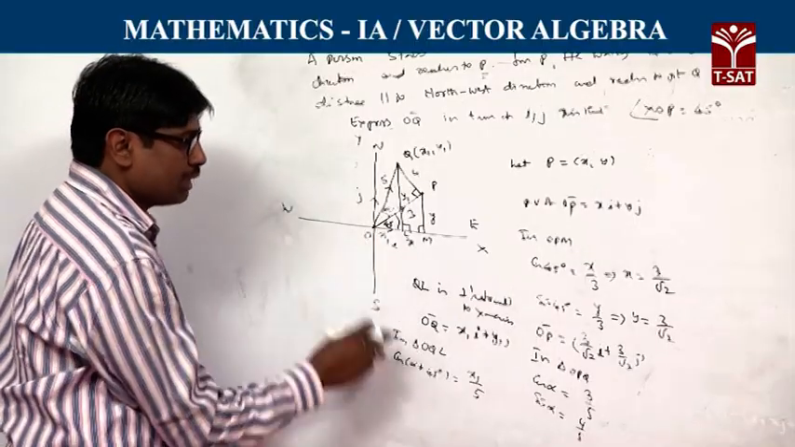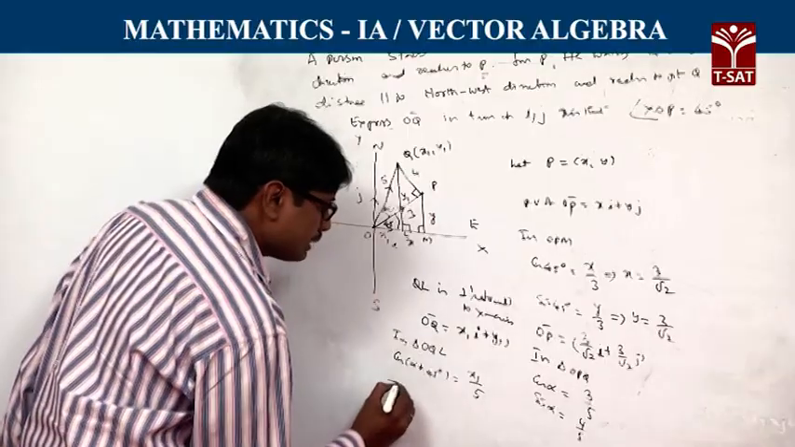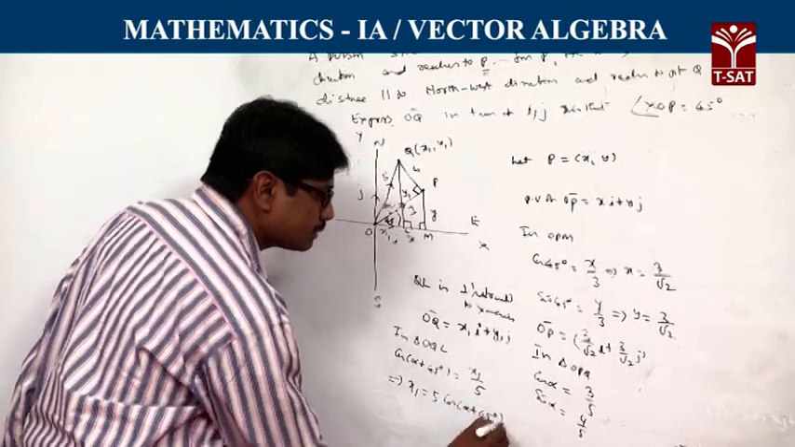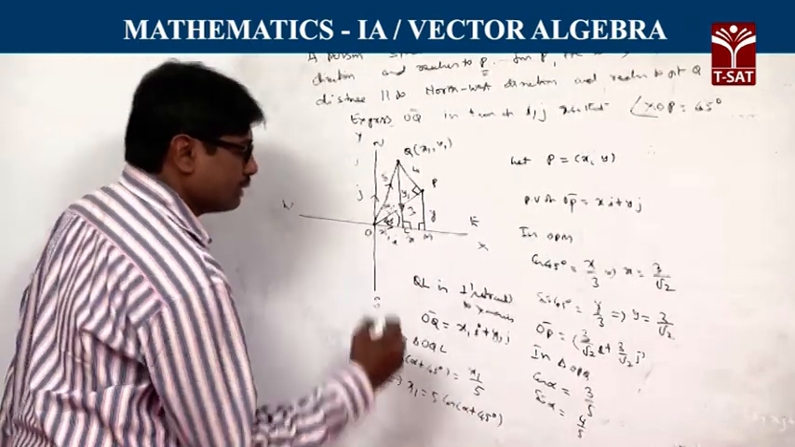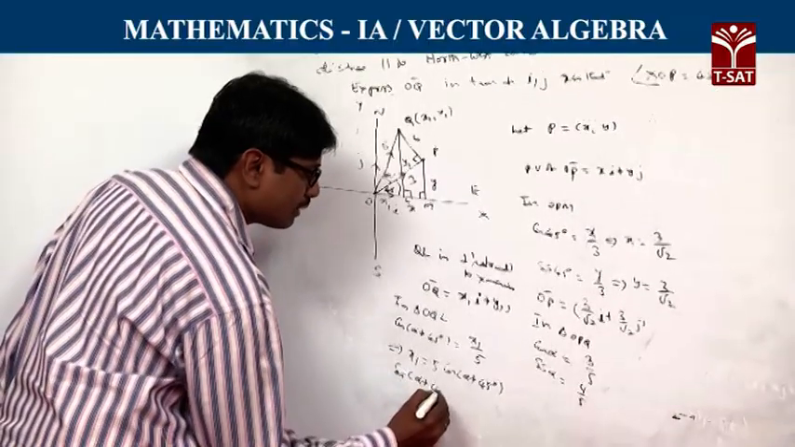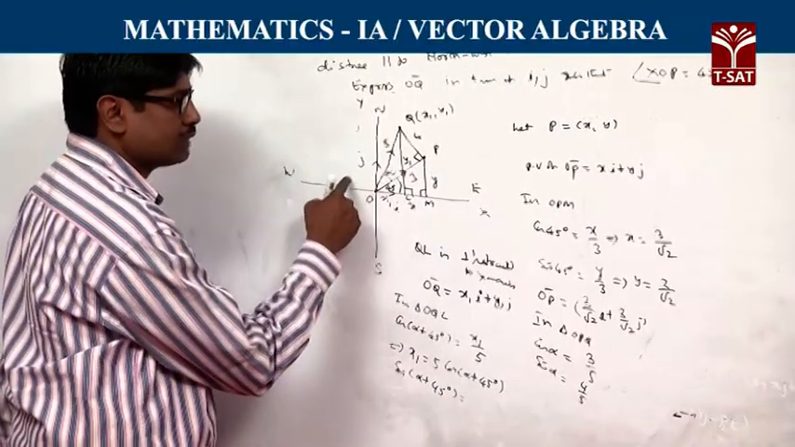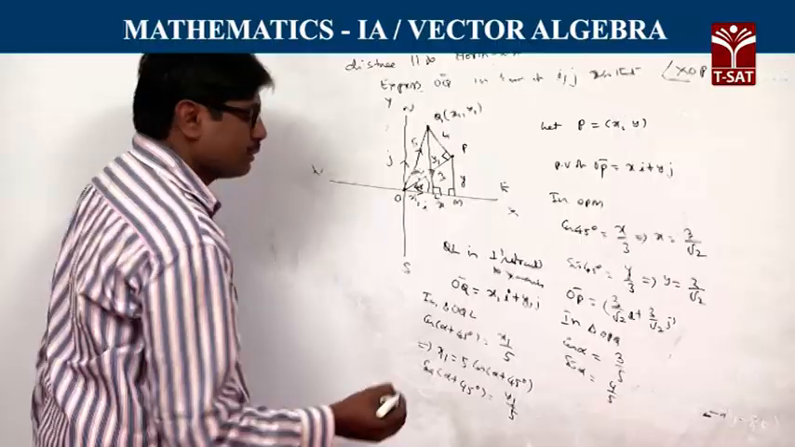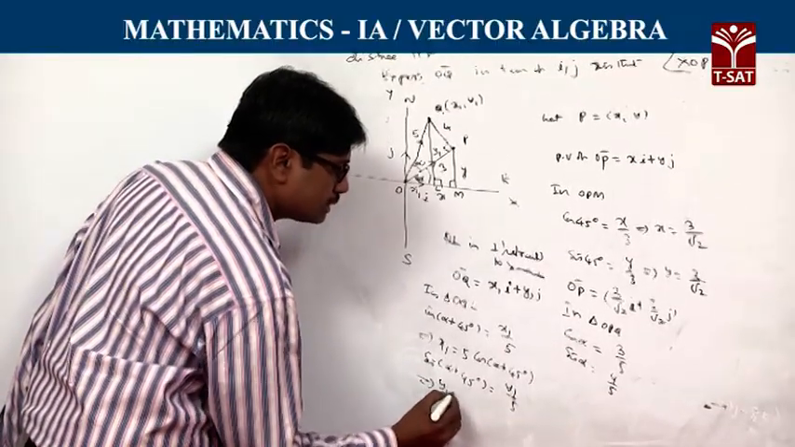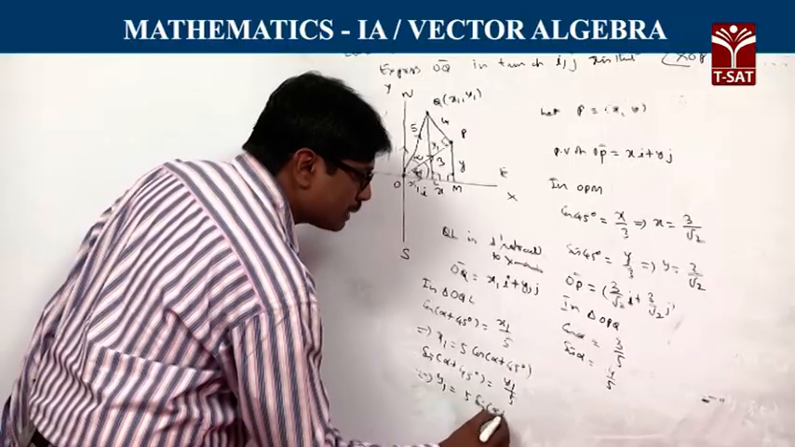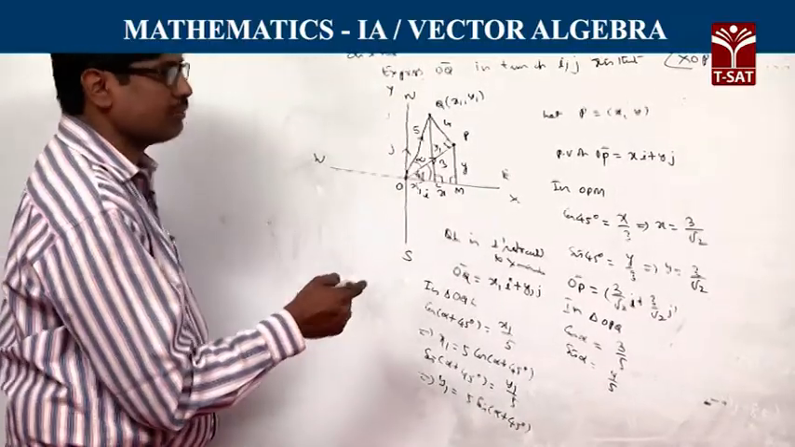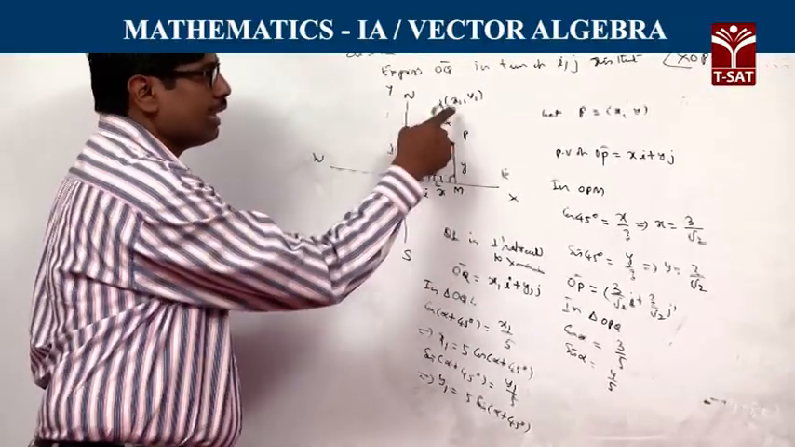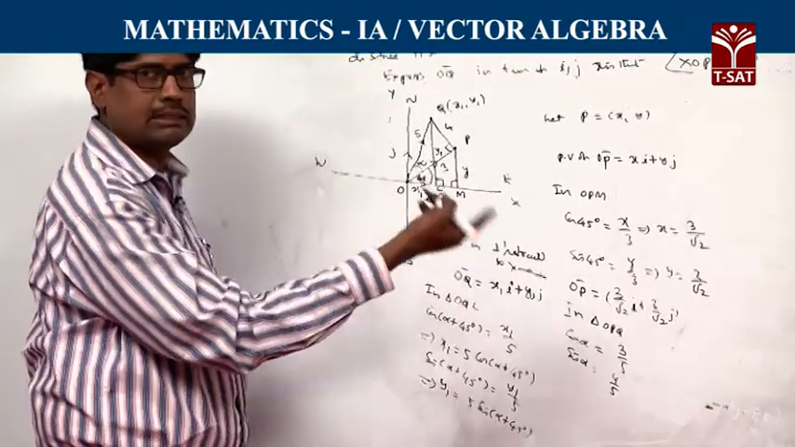Cos(alpha plus 45) is equal to x1 by 5. This implies x1 is equal to 5 times cos(alpha plus 45 degrees). Similarly, sin(alpha plus 45 degrees) will be opposite by hypotenuse, that is y1 divided by 5. So y1 is equal to 5 times sin(alpha plus 45 degrees). We have expressed, with the help of triangle OPQ and triangle OPM, cos alpha and sin alpha calculated, then x1 and y1 expressed in terms of the cosine and sine of the angle.